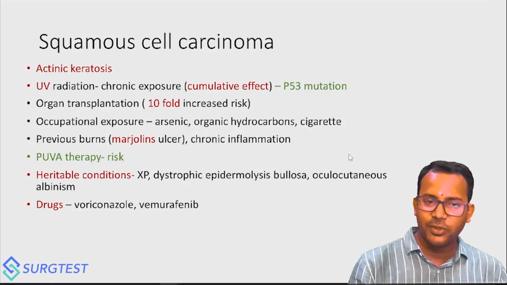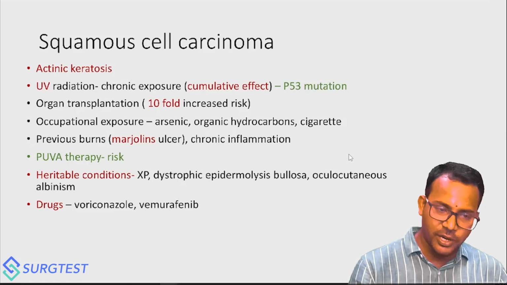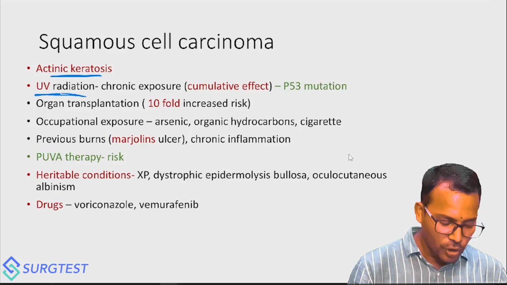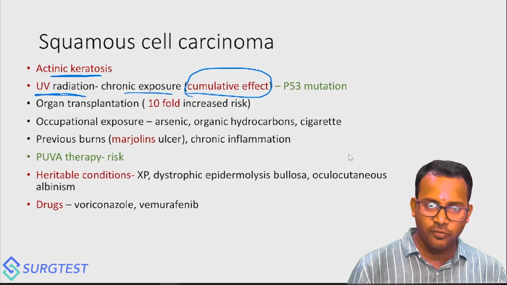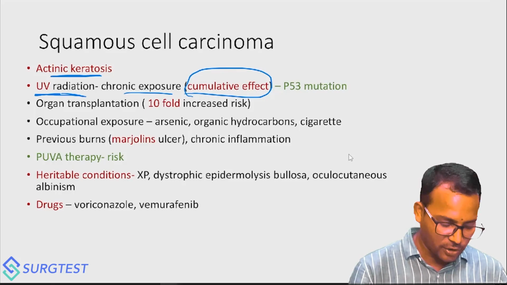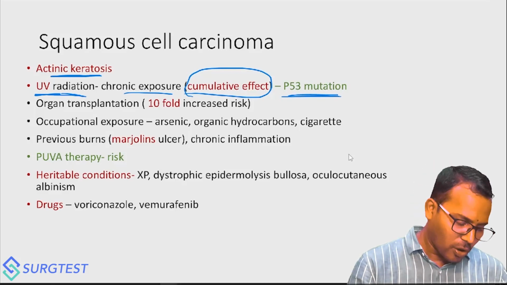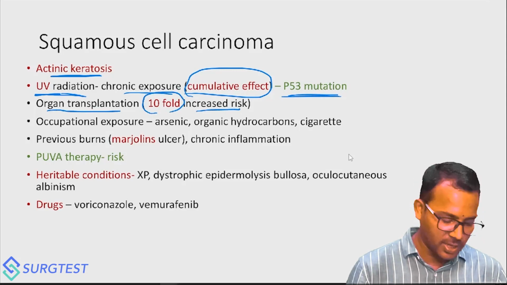Okay, so going ahead with your squamous cell carcinoma, you see the most common etiological factors contributing to this squamous cell carcinoma are actinic keratosis. Okay, ultraviolet radiation, as I've already told you, chronic exposure, that is cumulative exposure, is a risk factor for formation of squamous cell carcinoma, because this chronic exposure and cumulative effect of UV rays leads to P53 mutation. Okay. Organ transplantation, yes, you have a 10-fold increased risk. This is because of immunosuppression again.